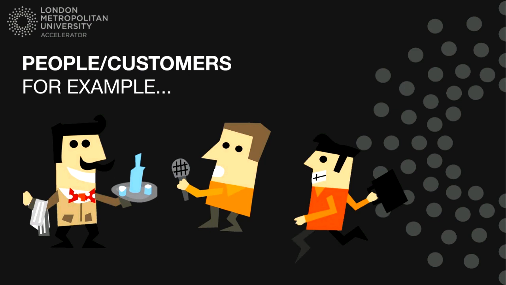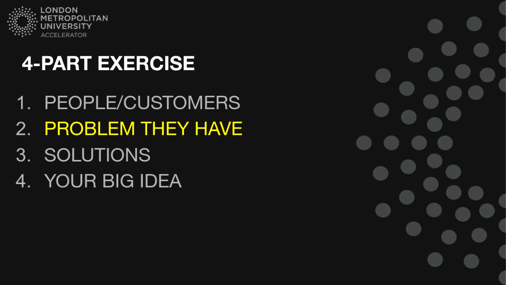This moves us onto number 2, so the problem they have. Think about the group of people that you've chosen and think about what problems do they have in their private life, maybe in their jobs, because the main thing about business ideas is that they are successful when they solve a problem.